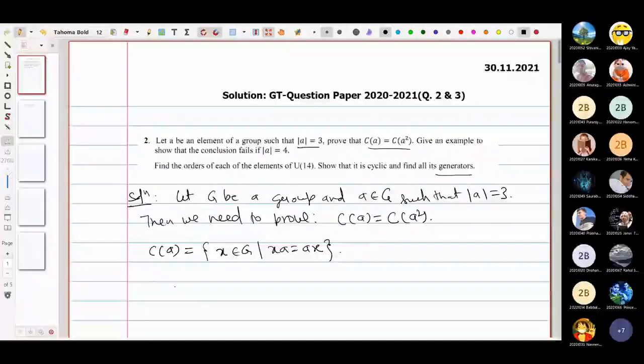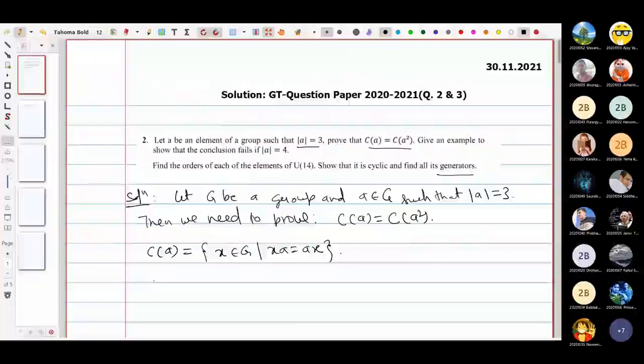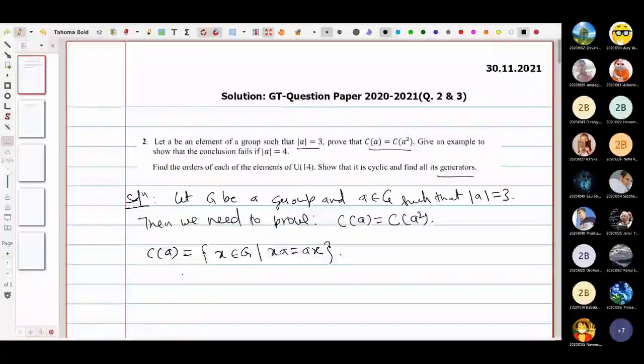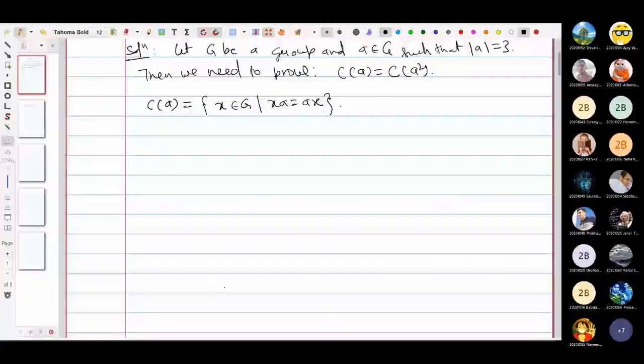Okay, let us see how we can prove this. Before proving this, we need to note something. You can write it in the solution, or you may directly write down that this holds. The one I'm going to write in blue.